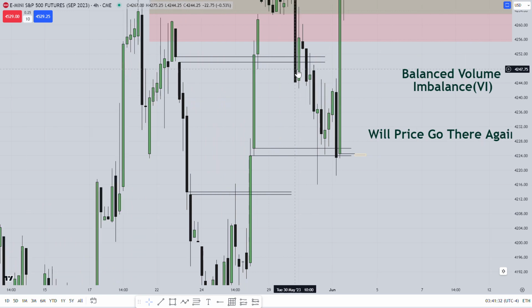So when you see this, if price comes here, you can take a short, because you know this is a balanced price range. So price doesn't need to go to this gap again and then go short.